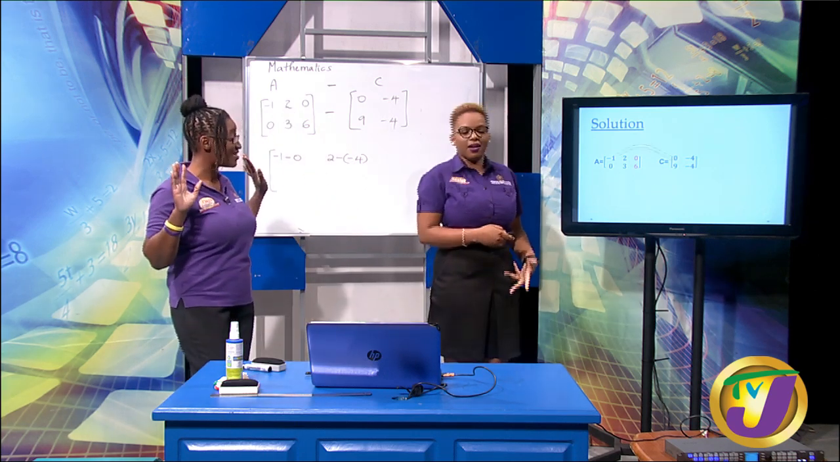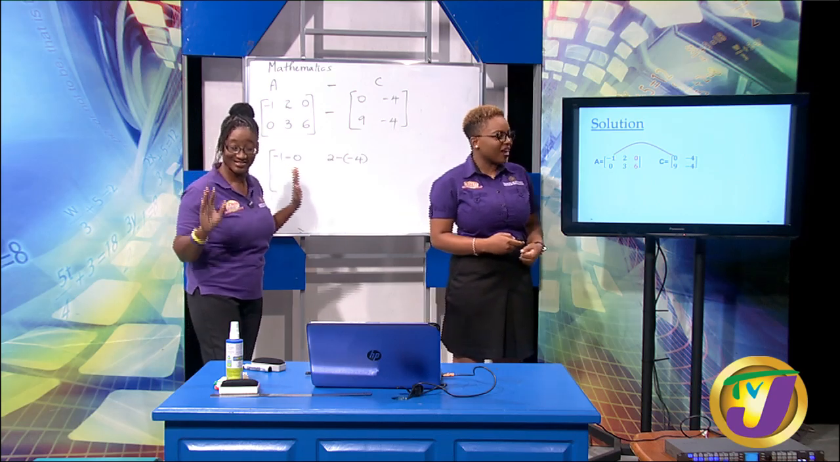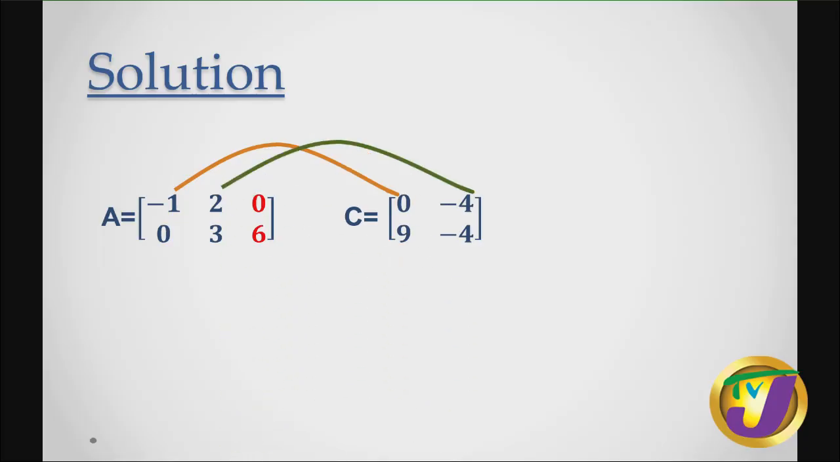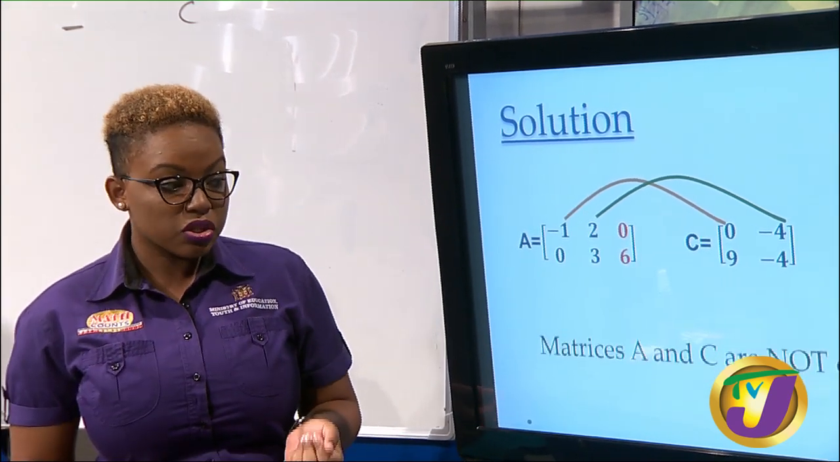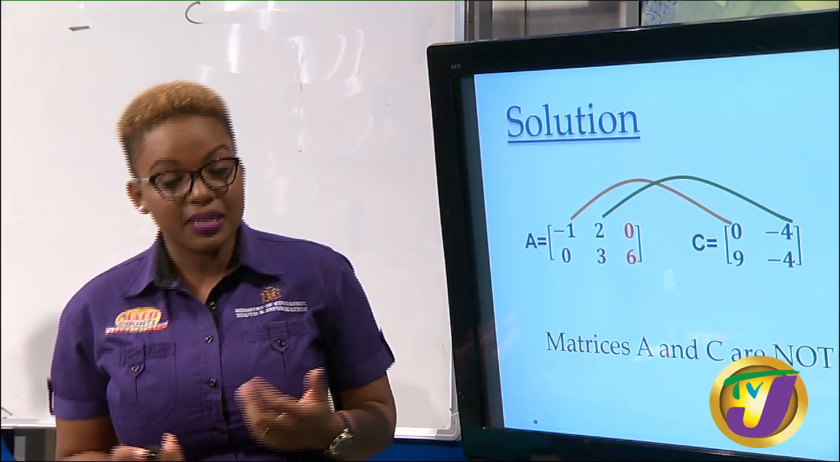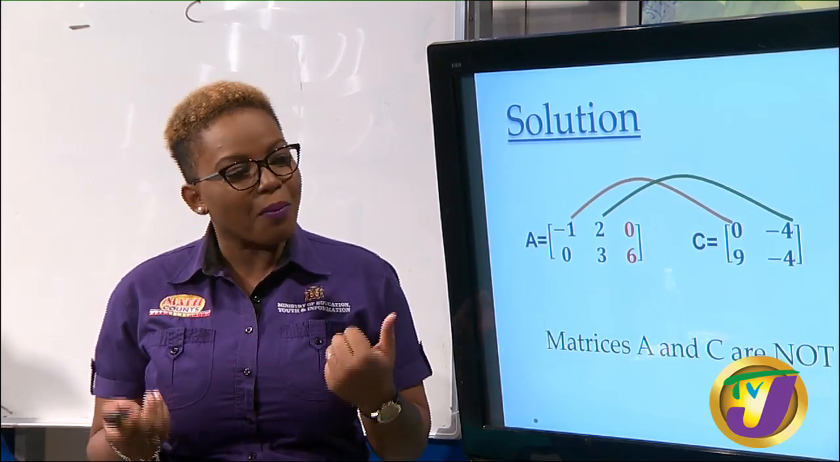All right. So as you actually said, if we are looking at our corresponding elements or entries, then we wouldn't have any corresponding element in matrix C for our third column in matrix A. And so matrices A and C are not compatible.